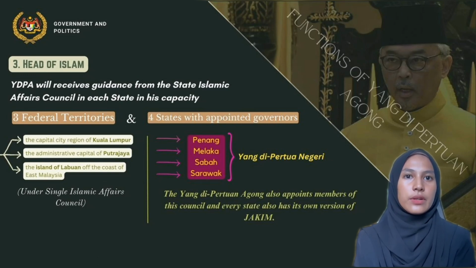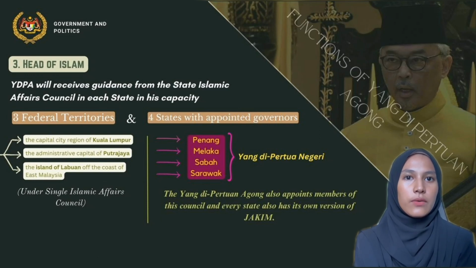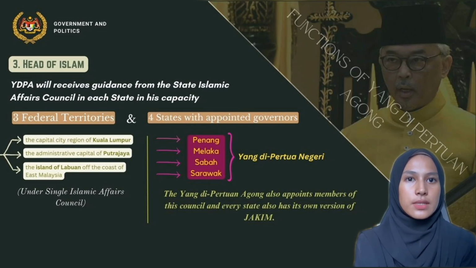The 3 federal territories and 4 states with appointed governors. He receives guidance from the State Islamic Affairs Council in each state in his capacity. The chairperson and other members of each council are chosen by the Yang di-Pertuan Agong. In each of these states, he also appoints the state mufti. The 3 federal territories are under the supervision of a single Islamic Affairs Council. The Yang di-Pertuan Agong also appoints members of this council.